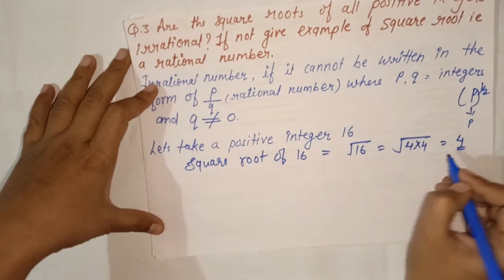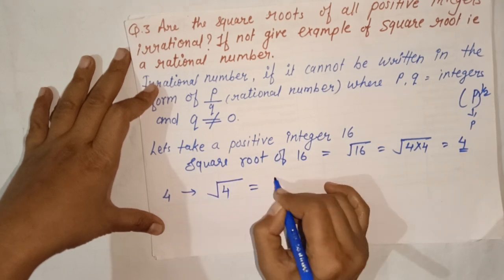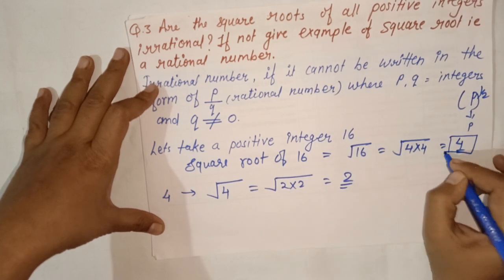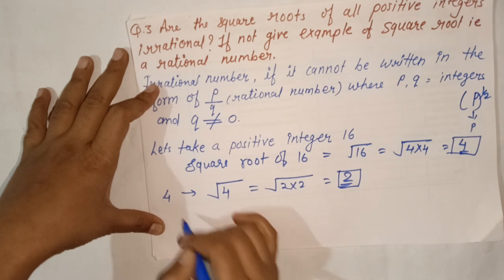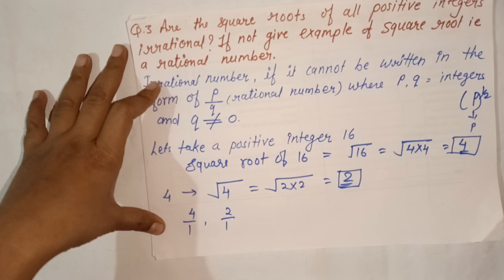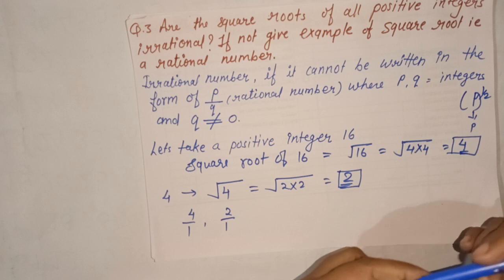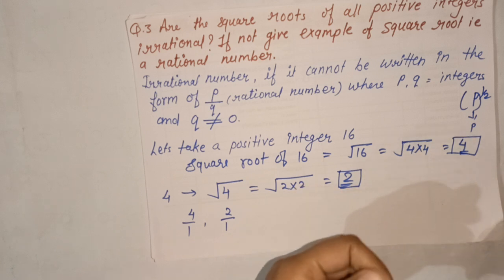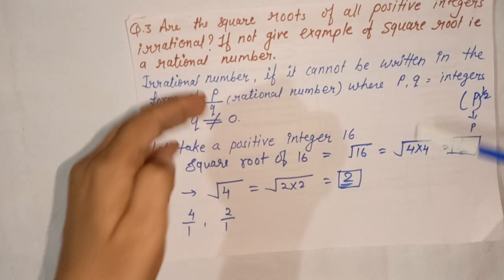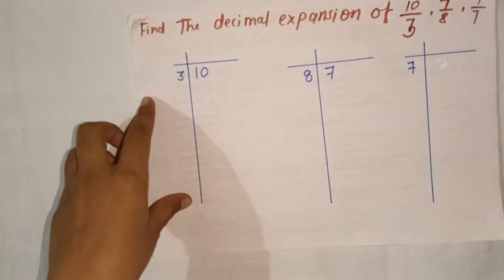Now we can give one more example, that is 4. 4 is a positive integer. Can you take the square root of 4? You will get 2 into 2. So here 2, a positive integer, is coming out, and both can be written in the form of a rational number. That means not all square roots are irrational, and they can be written in the form of rational numbers. We can solve it like this. Now proceed to the next question.